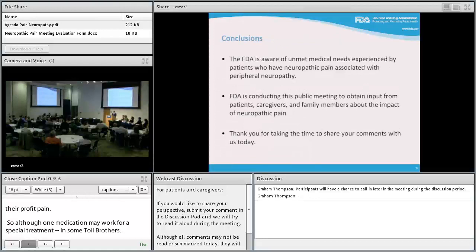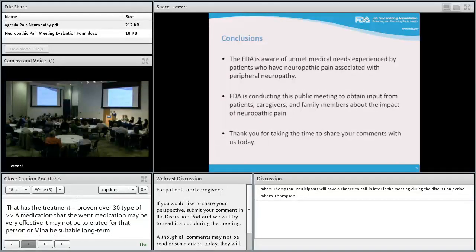So overall, in conclusion, the FDA is aware of the unmet need that is experienced by patients with peripheral neuropathic pain. And one of the points of this meeting today is to gain input from the patients and caregivers that helps us then communicate the appropriate information to drug companies trying to design these trials.